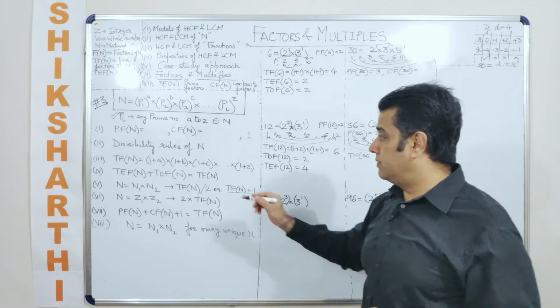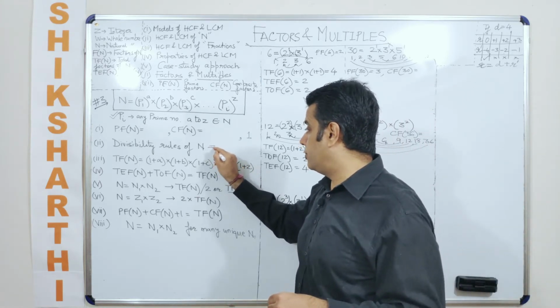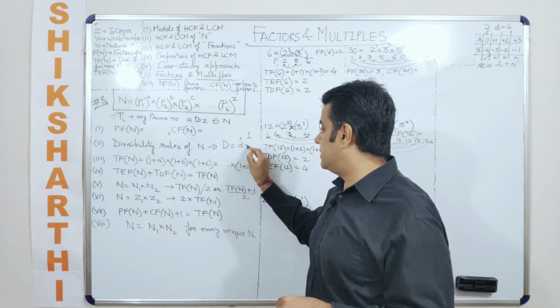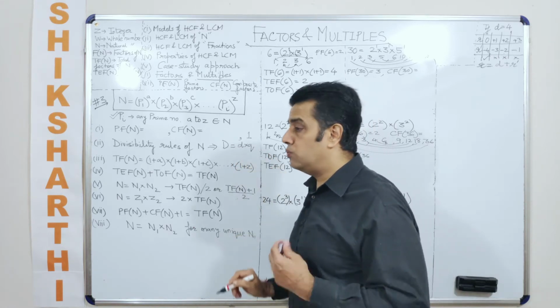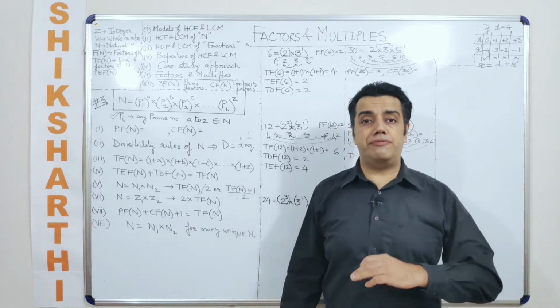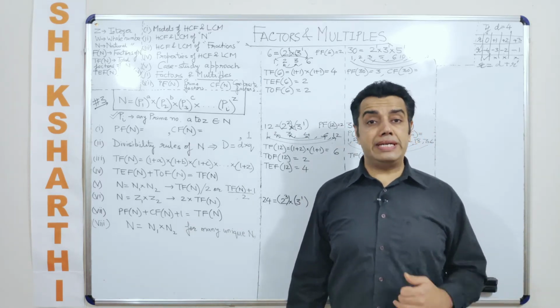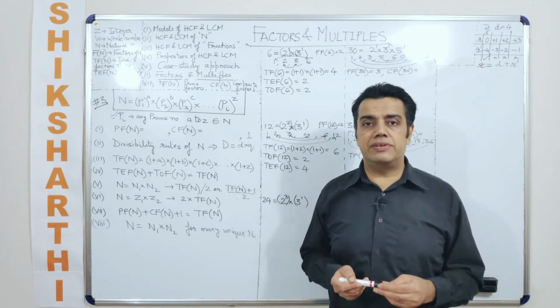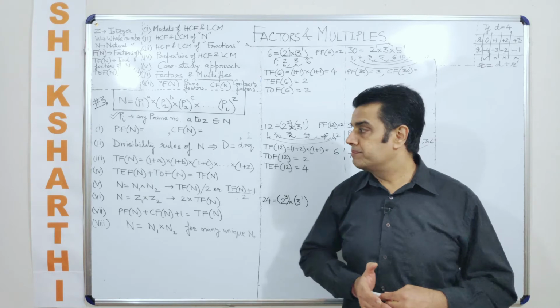As discussed earlier, if you recall, dividend is equal to divisor into quotient, wherein we know that both the divisor and the quotient are the factors of the dividend. And since they are the factors of the dividend, in that case the dividend becomes the multiple.